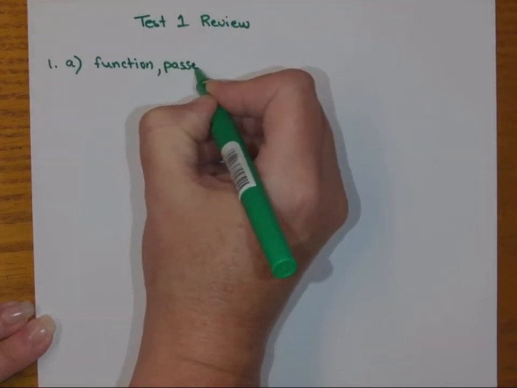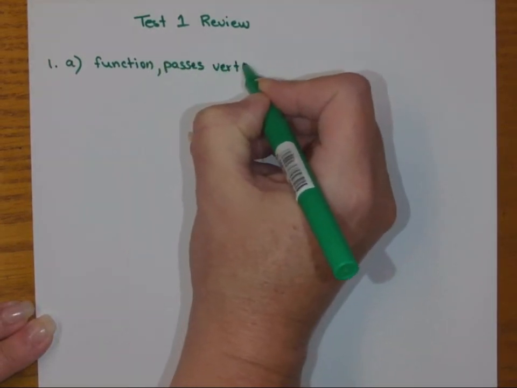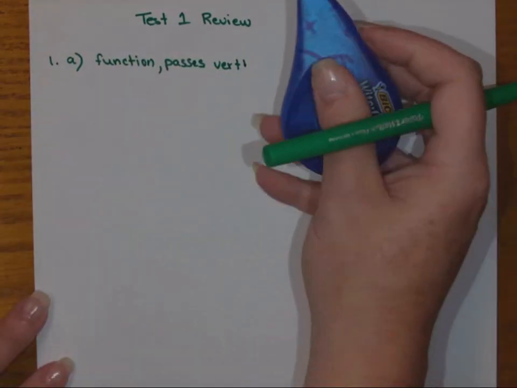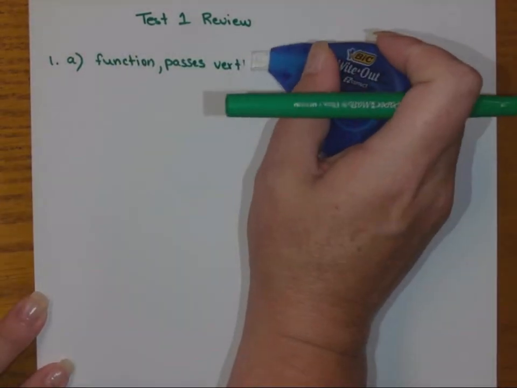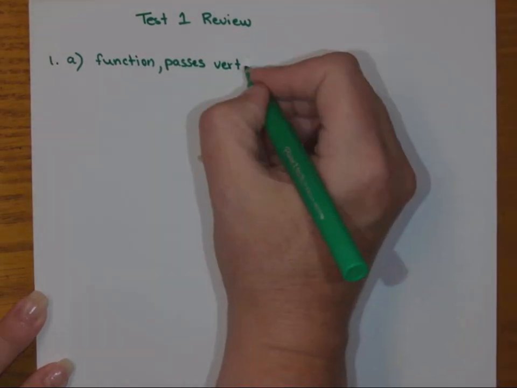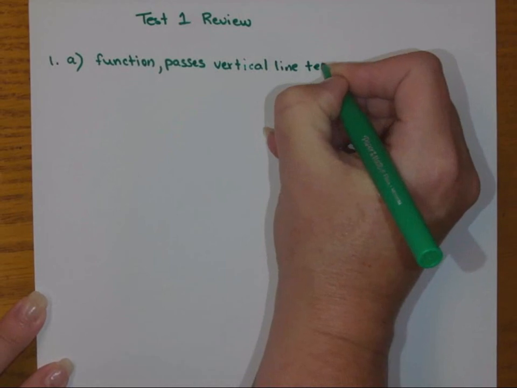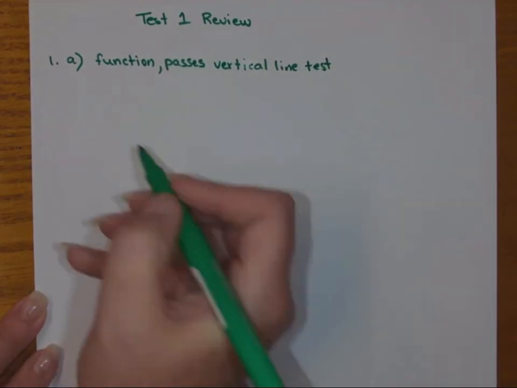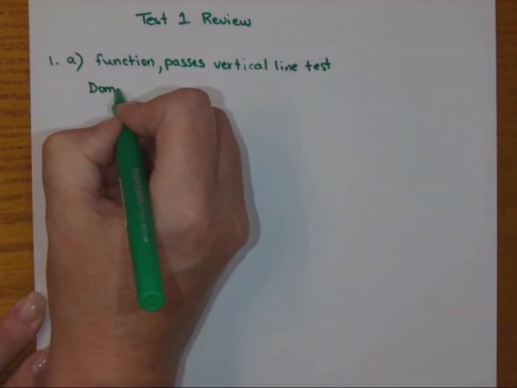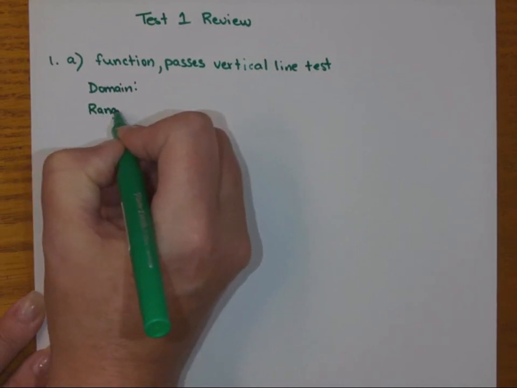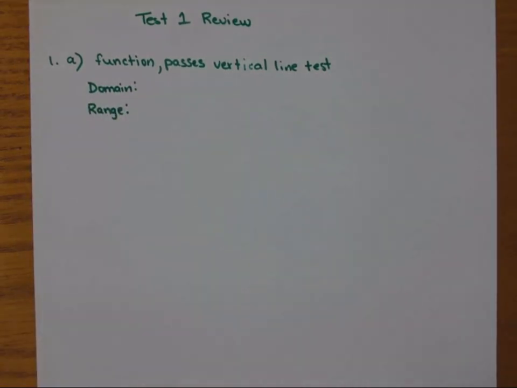Passes vertical line test. Can't spell vertical apparently. And then it also asks you to use the graph to determine the domain and the range. Make sure you look back at your notes, but domain is the x values, so we go from left to right. Range are the y values, so we go from bottom to top.